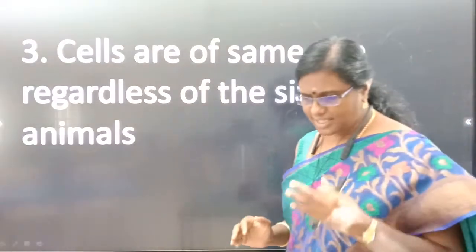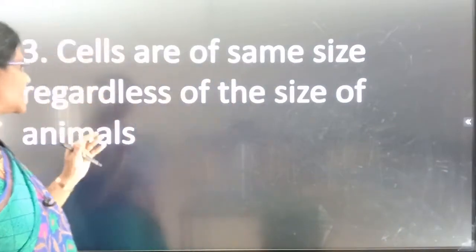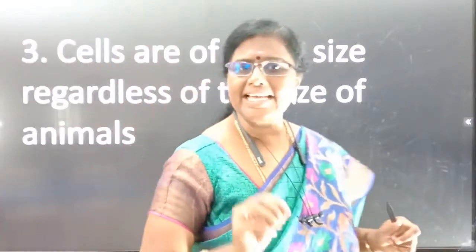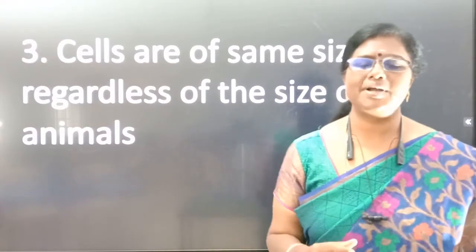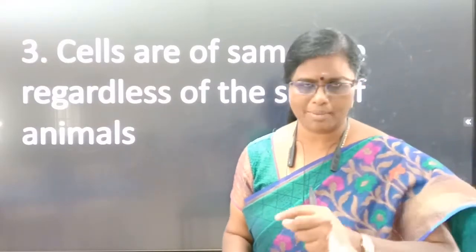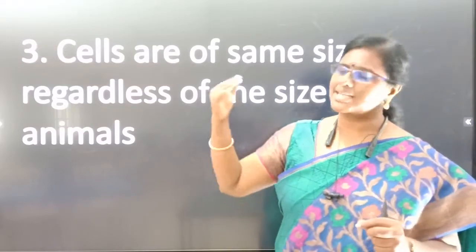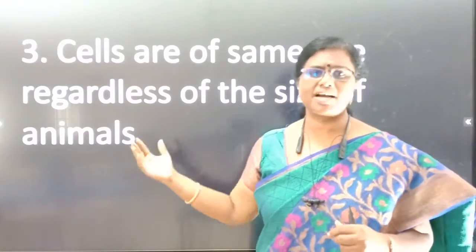Now, we derive the third point, that is cells are of the same size regardless of the size of the animals. So, cell size is not related to the size of the animal. For example, if the size of the animal is small, the number of cells will be less. If the size of the animal is large, the number of cells will be more. So, that is what we have concluded here.